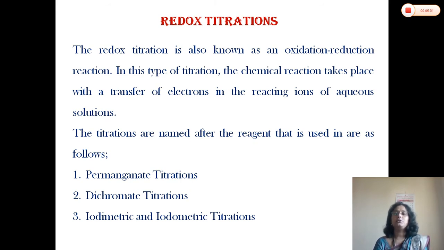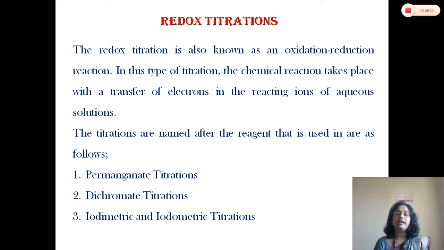Redox titration. As its name indicates, this is the titration in which the reduction as well as the oxidation reaction takes place. That's why this is called the redox titration. In this type of titration, the chemical reaction takes place with the transfer of electrons in the reacting ions of aqueous solution.